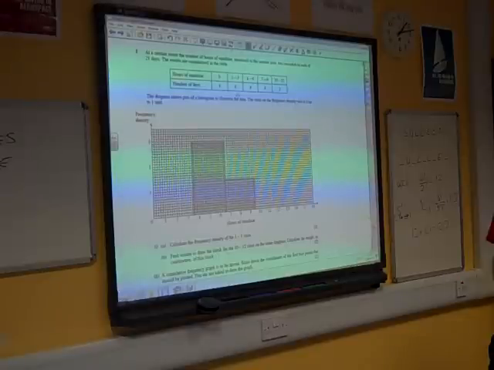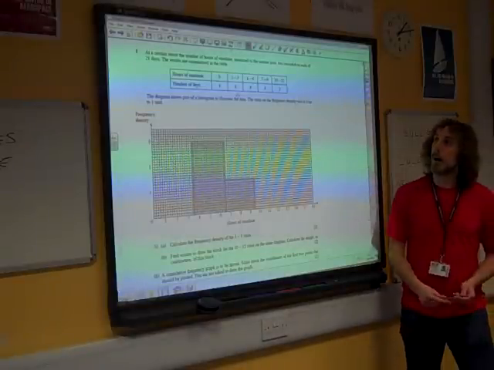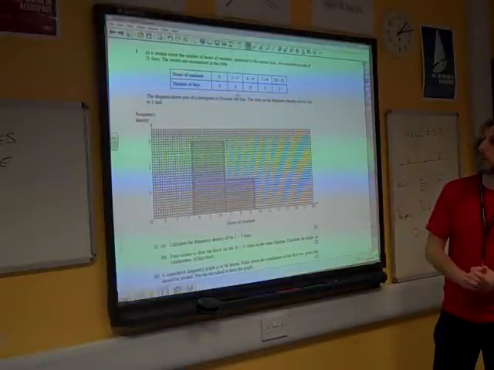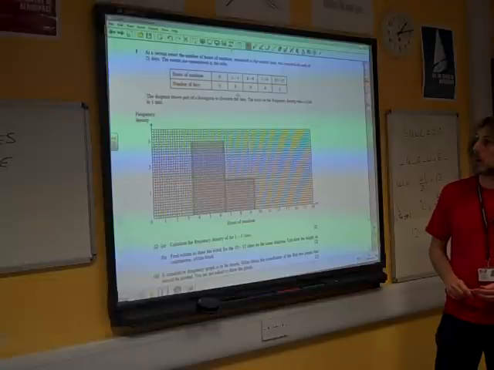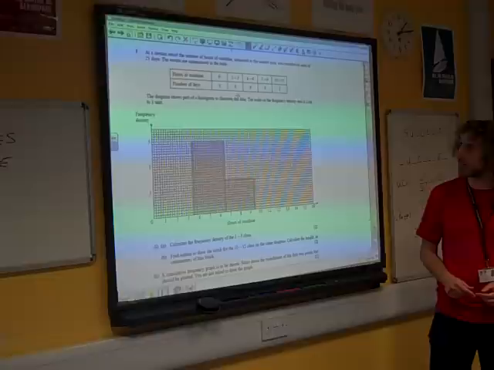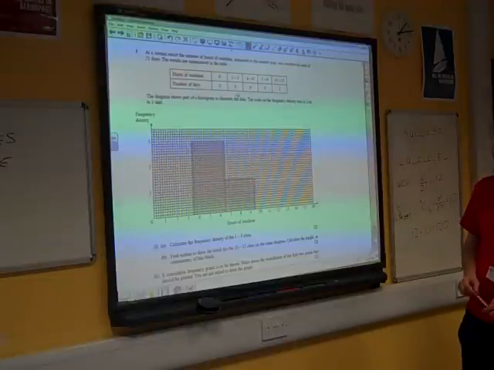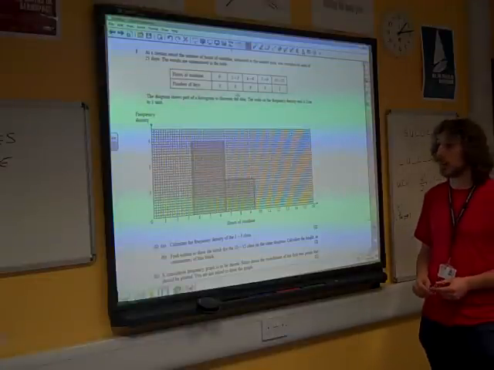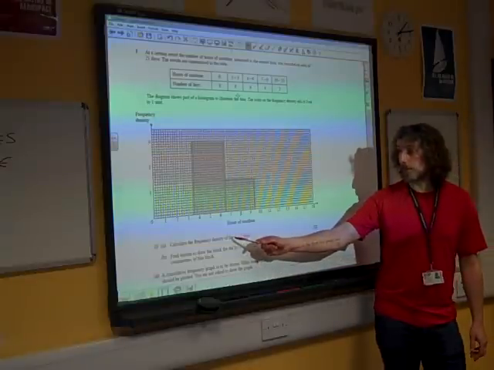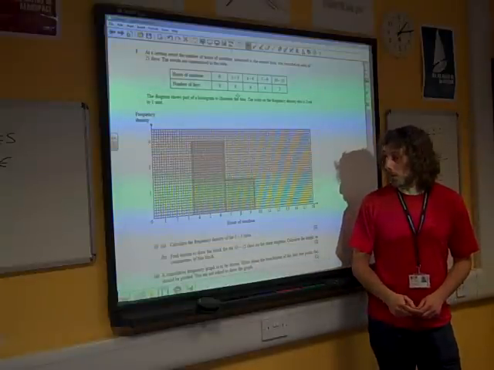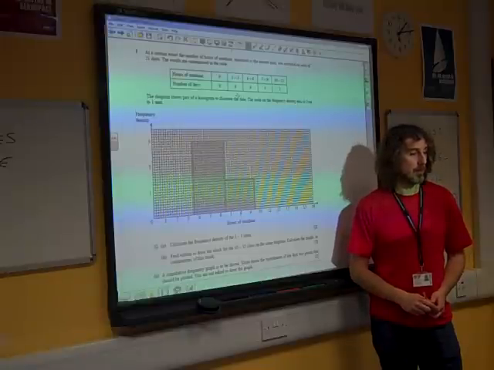Great. So this was question 5. At a certain resort, the number of hours of sunshine measured to the nearest hour was recorded on each of 21 days. The results are summarised in the table. The diagram shows part of a histogram to illustrate the data. The scale on the frequency density axis is 2 centimetres to 1 unit. And then it says calculate the frequency density of the 1 to 3 class.